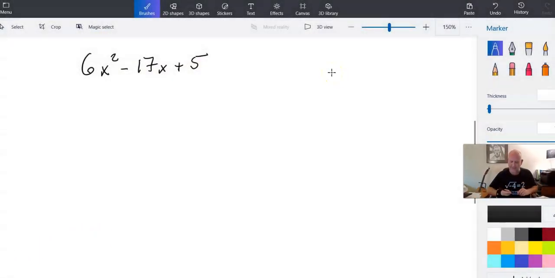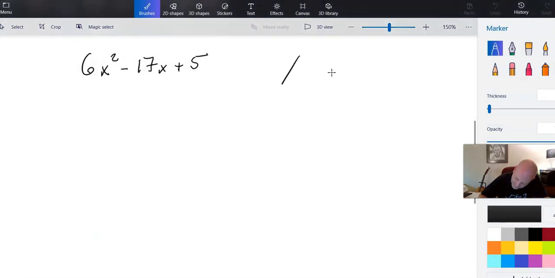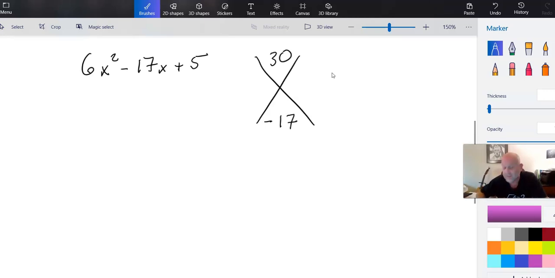Okay, so let's go ahead and take a look here. So again, with our master product, 6 times 5 is 30. Okay, so that's pretty good. And then our middle term is negative 17. Now, there's some different things about the master product now. Okay, so our master product is positive. Okay, so you think about it.